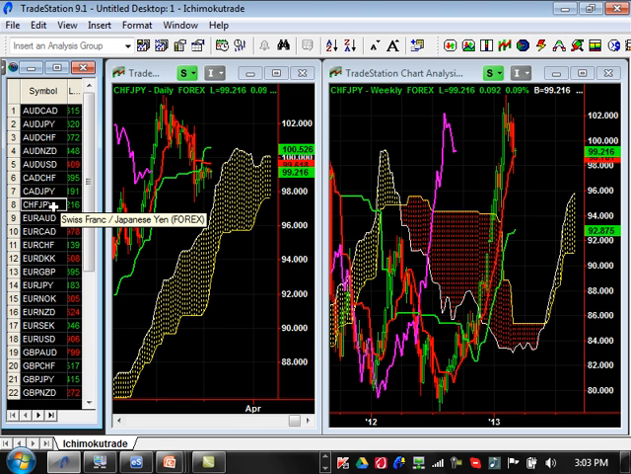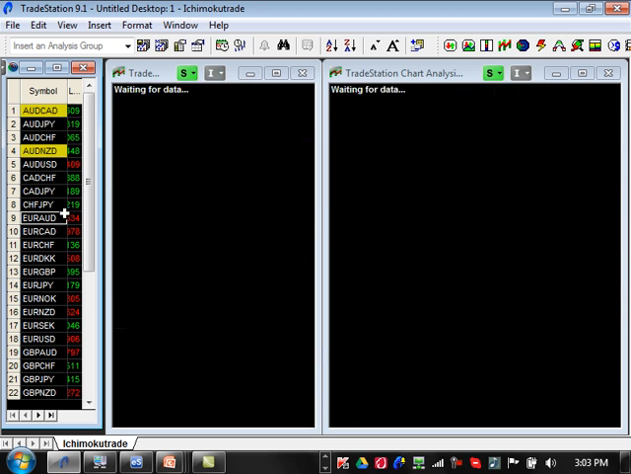Switzerland yen here, this again is holding its support. Support's going to be around 98. Resistance on this one's going to be about 152. Nothing really to talk about on this one.